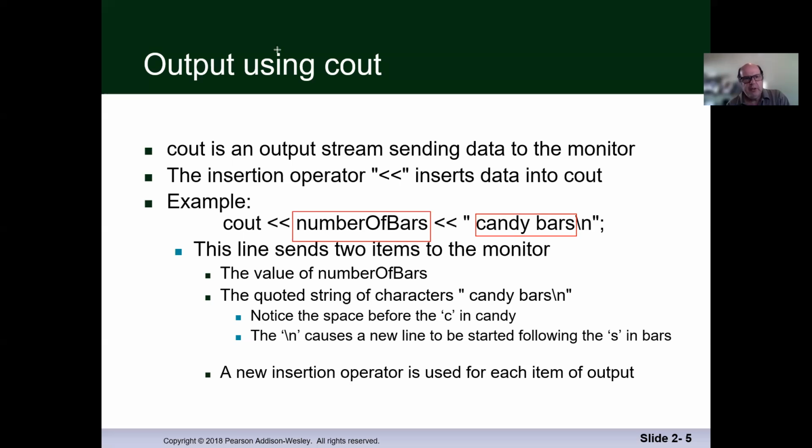So two things I want to bring up over here. One thing is I have a space over here. Why do you think I have a space? If I don't put a space over here and I print the number of bars, it's just going to stick with the candy. So let's say I have 25 bars, it's going to be 25 candy bars next to each other, which looks kind of ugly and not user-friendly.